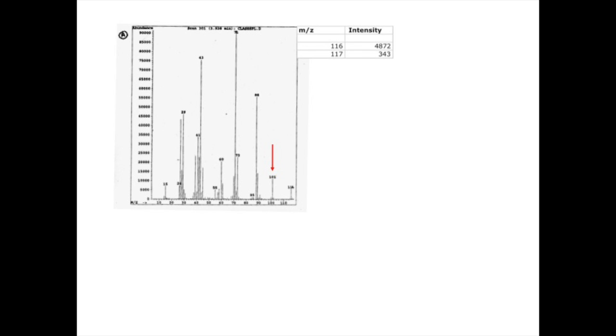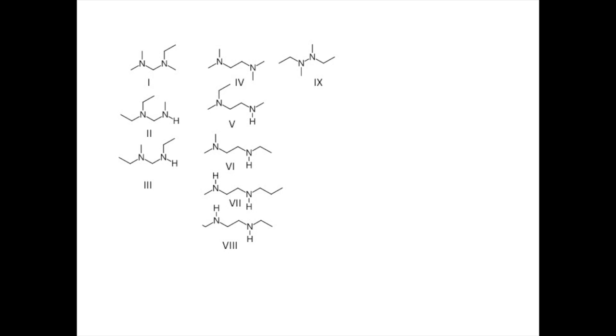Let's start at the high mass end of the spectrum. Prominent peaks at the high mass end are very important and can be easier to explain with simple fragmentation pathways than at the low masses. For example, this peak at 101 is 15 mass units smaller than the molecular ion. It almost certainly represents the loss of a methyl radical. So, which of these molecules will lose a neutral methyl group easily?